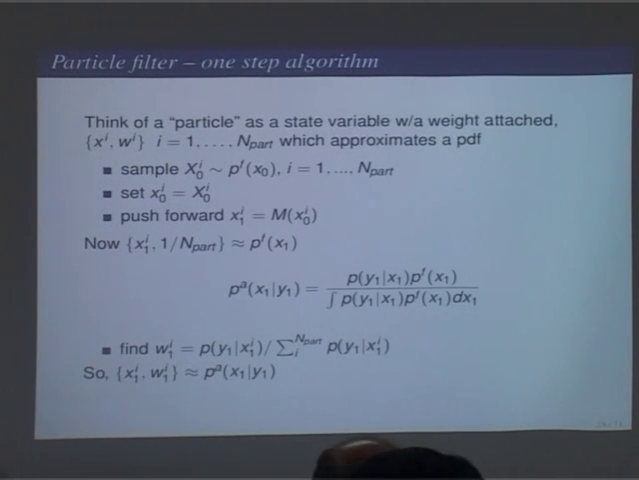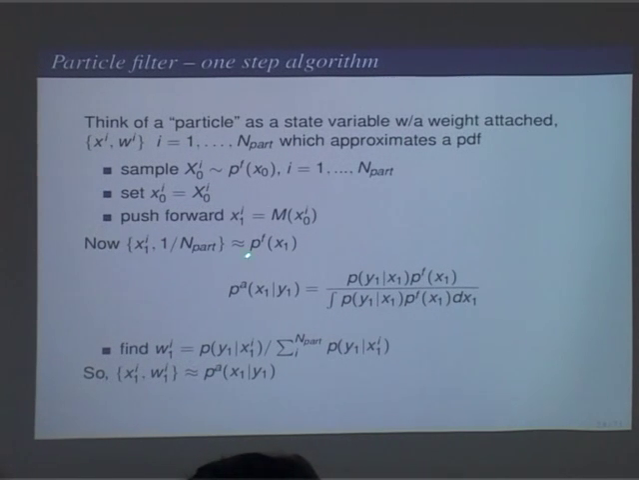So here's how we would do sampling on that version. Again, I'm going to think about a particle as a state value and a weight. I have n particles. I sample from my distribution of initial conditions. I set my states equal to those samples. I push each of those states forward through my model, so this is Navier-Stokes or whatever your model happens to be.